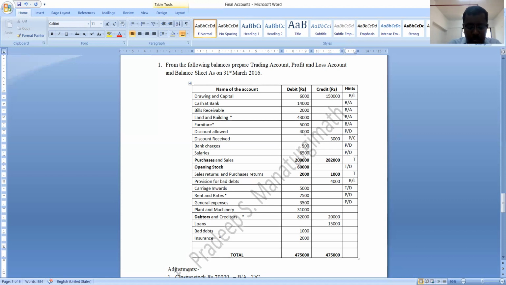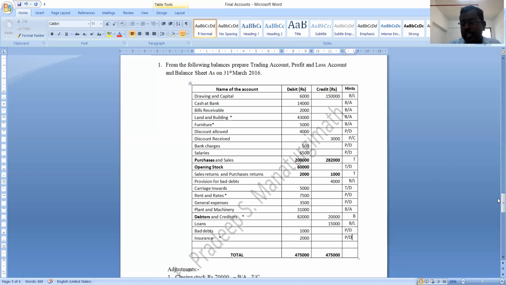Plant and machinery belongs to the balance sheet, asset side, because it is an asset. Debtors and creditors are actually assets and liabilities, so they belong to the balance sheet. Then loan is a liability, so it appears on the liability side of the balance sheet. Bad debts is a loss, so it appears on the debit side of the profit and loss account. Insurance is expenditure, it appears on the debit side of the profit and loss account. So like this, you people must assign hints before preparing final accounts.